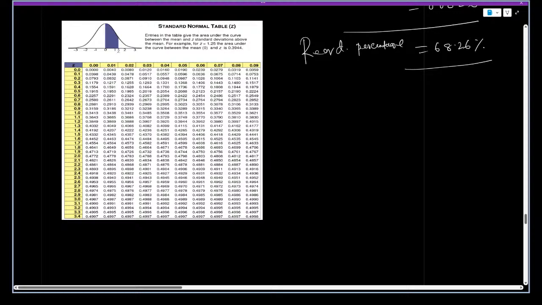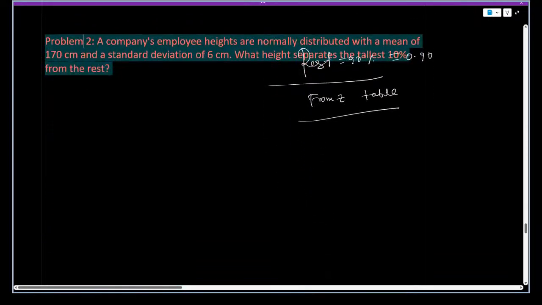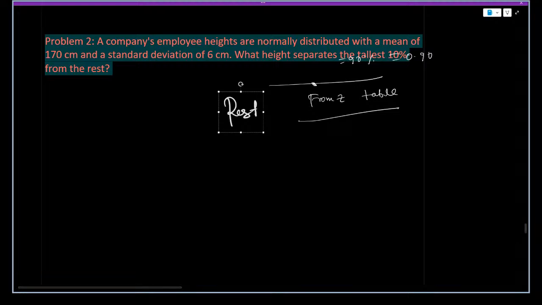Just a minute. This I'm not able to separate. Just erase it.